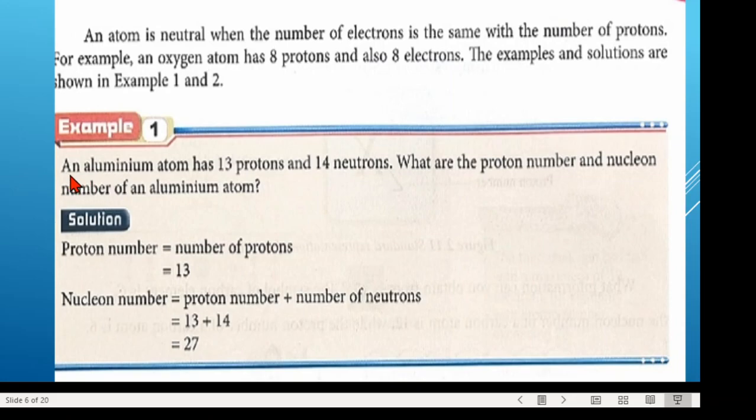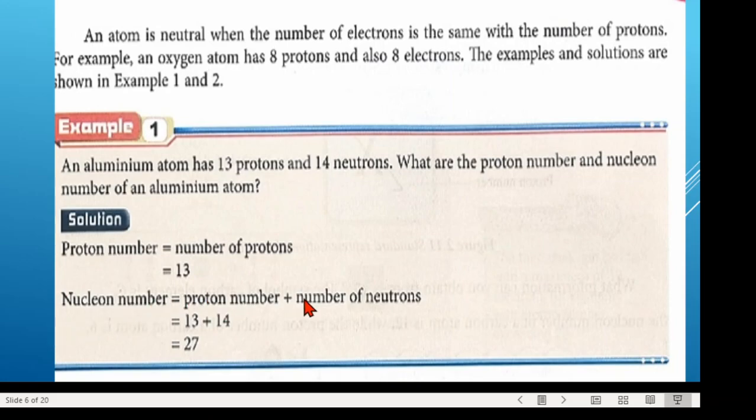Example number 1. An aluminium atom has 13 protons and 14 neutrons. What are the proton number and the nuclear number of aluminium atom? So the number of protons inside the aluminium is 13. So dia punya proton number pun 13 lah kan? Okay. How about apakah nuclear number dia?